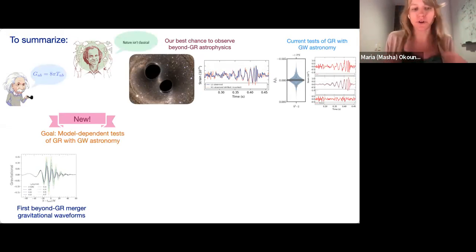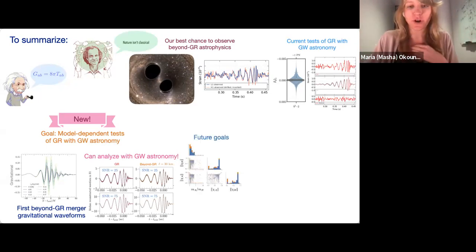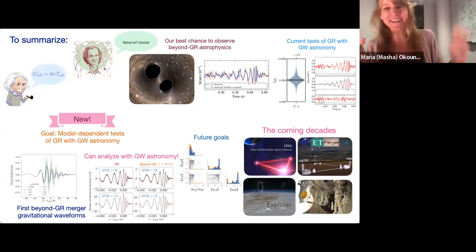So we have generated the first beyond GR merger gravitational waveforms. We've shown that we can analyze them with present gravitational wave astronomy tools, picking out these beyond GR waveforms in the data and the fact that they're non-degenerate with GR. Future goals include making a whole catalog, and it's exciting for the coming decades because our ability to test GR will only increase. So that's my talk.